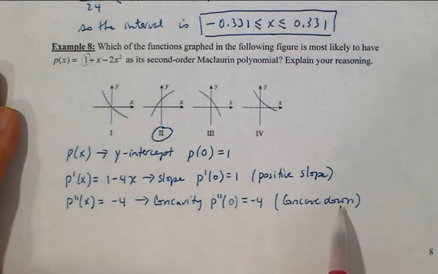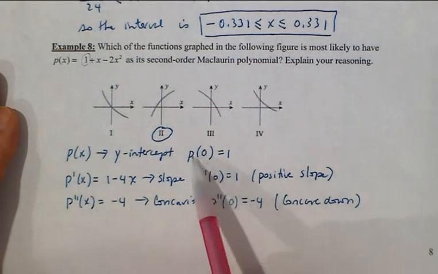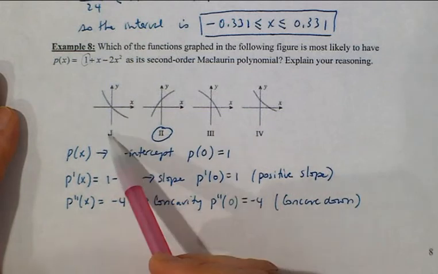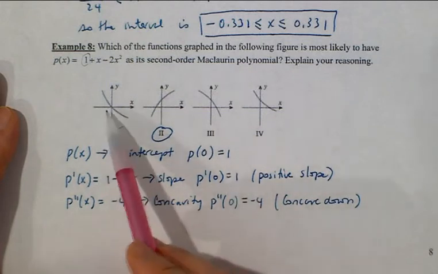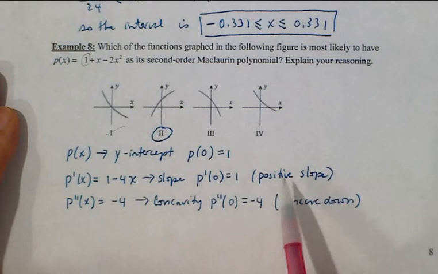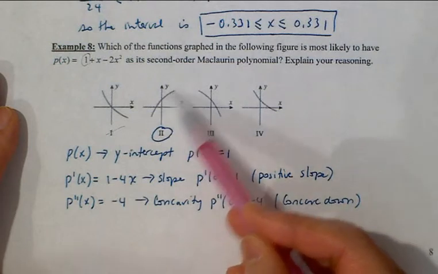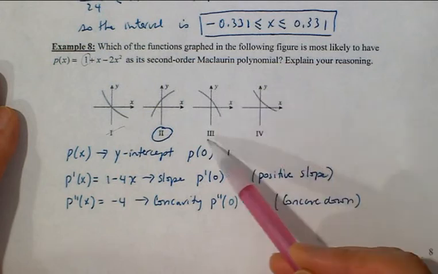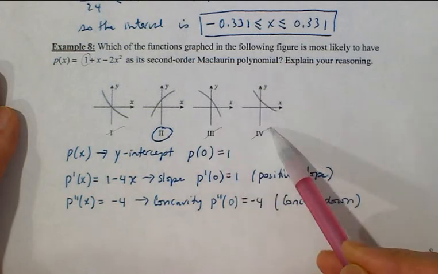All right, so now I'm going to use a process of elimination. For p of 0 equaling 1, I know that it can't be this one, right, because p of 0 is equal to 0 on this. For p prime of 0 equaling 1, it has to have a positive slope. So this one is a positive slope, and this is a negative slope. This is a negative slope. So I can basically eliminate this one and also this one.